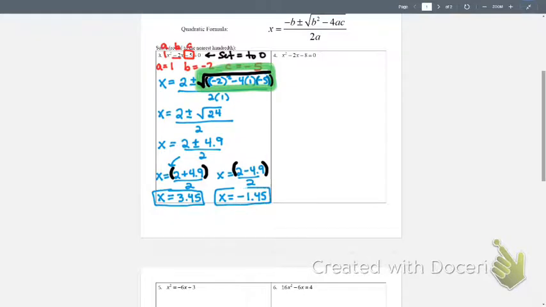It's super important that you guys learn how to plug this into your calculator right now. So if you have any questions, make sure you email me so that we can make sure you're doing this right.